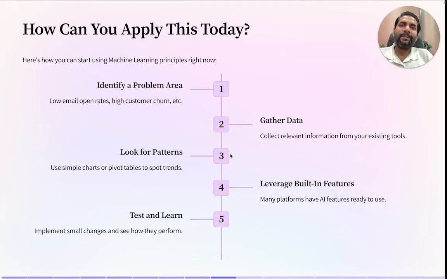So how can you apply it today? This is a big question. So here is how you can start using machine learning principles right away. Step 1 would be to identify a problem area, like low email open rates, high customer churn, etc. Next step, you gather data, you collect relevant information from your existing tools. You look for patterns, use simple charts or pivot tables to spot trends. You leverage built-in features. Many platforms have AI features ready to use.